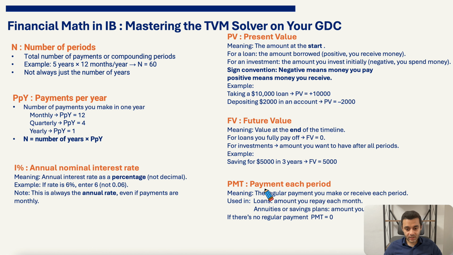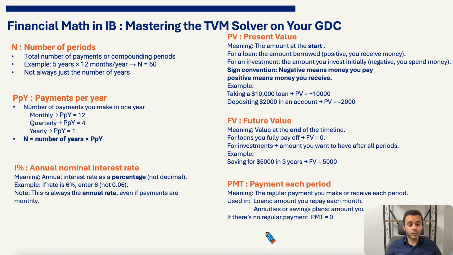Next, we have the PMT, which is the payment each period, or let's say the regular or the recurring payment. Here, it's used in loans or annuities. You know that when you repay the loan, you make recurring monthly payments. Even when you make annuities or whatever, also you make recurring payments. Let's say the recurring payment is $200. In that case, the PMT will be 200. Again, it could be positive or negative, it depends. The same way, if you are spending the money, it will be negative.